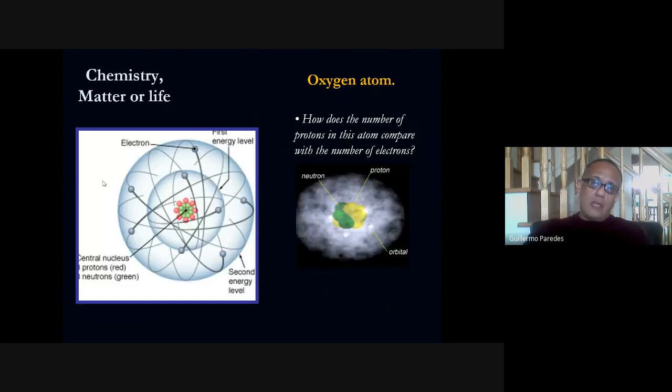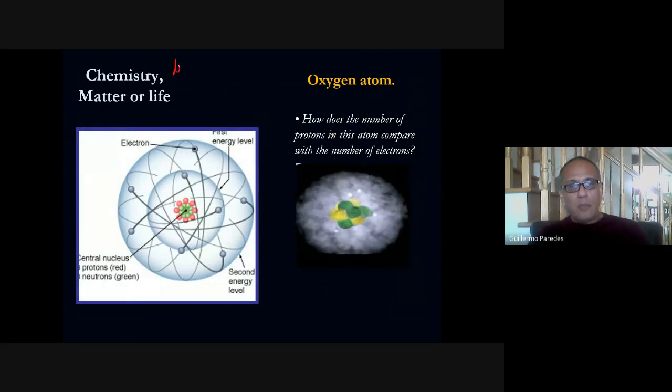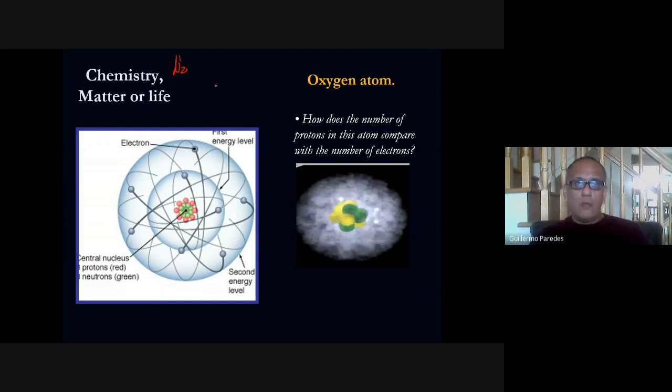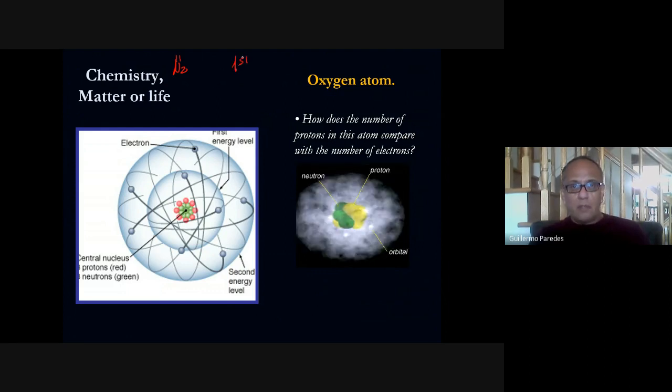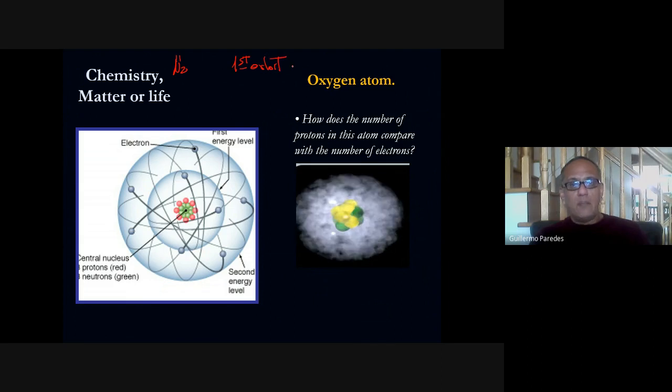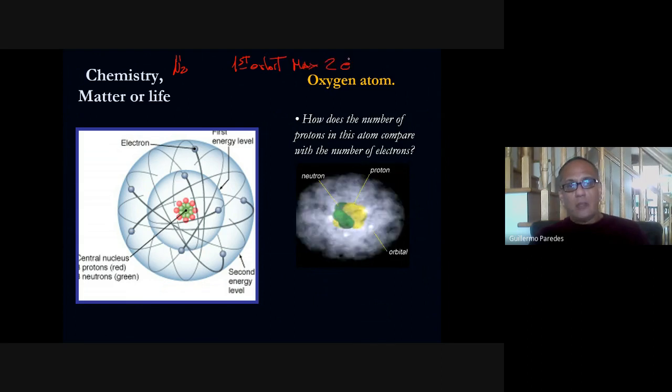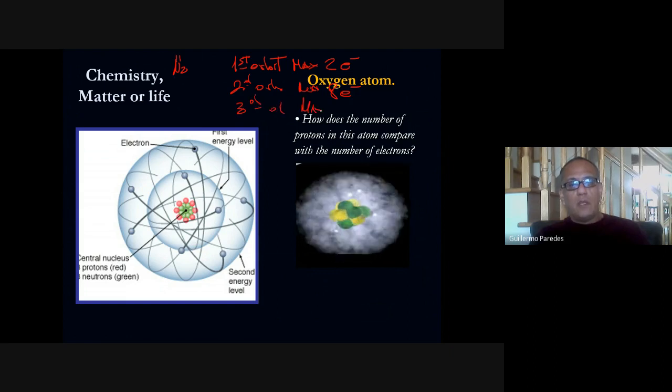Now, one more example here. Let's go to sodium. Sodium is 11, right? According to the orbits, in the first orbit we have a maximum of 2 electrons. In the second orbit, you have a maximum of 8 electrons. In the third orbit, you have a maximum of 8 electrons. Fourth, 18, then 36, 72, etc. But just remember the first 3.